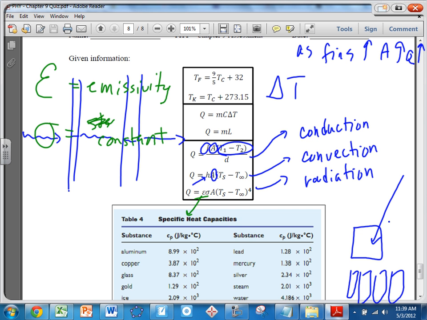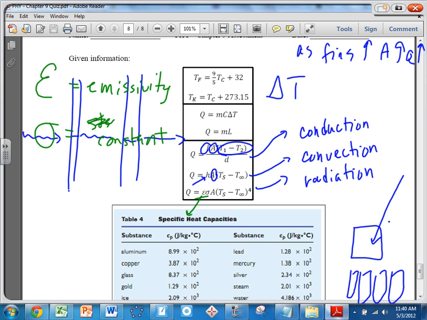Now, think of epsilon and sigma together as just another constant, because together they make up like a K or like an H. And then after that, what do you see again? Area. So the more area you have available, the more radiation. But the big key here was the temperature. Remember this? Because why?